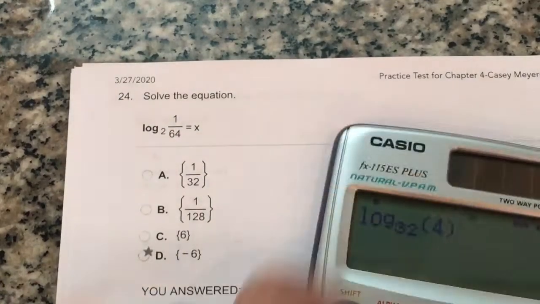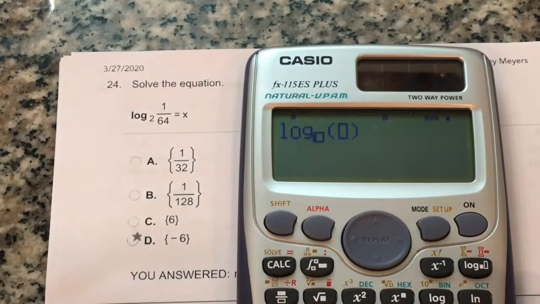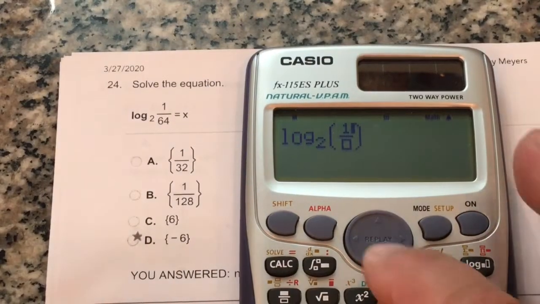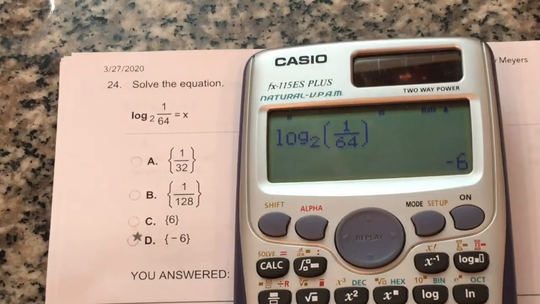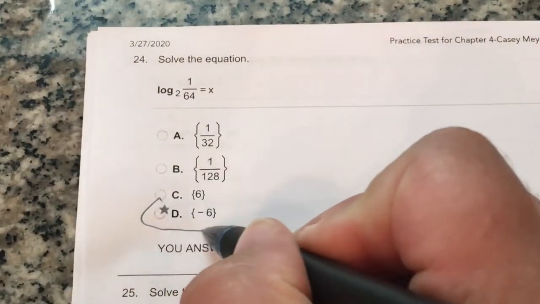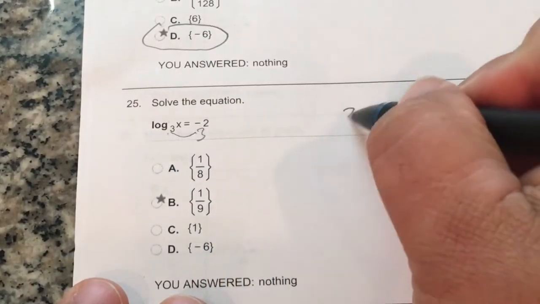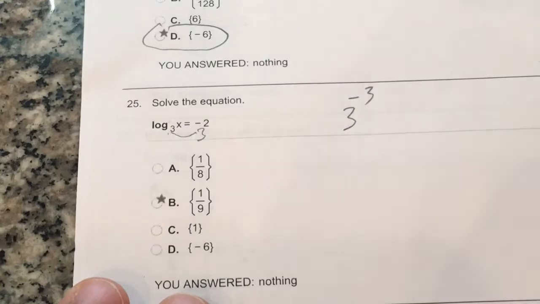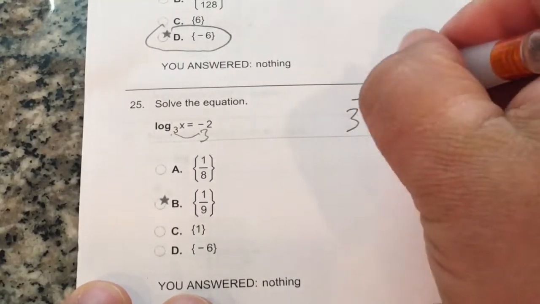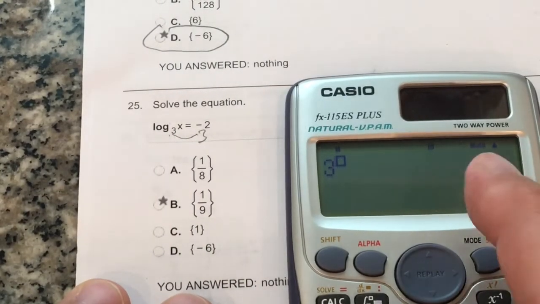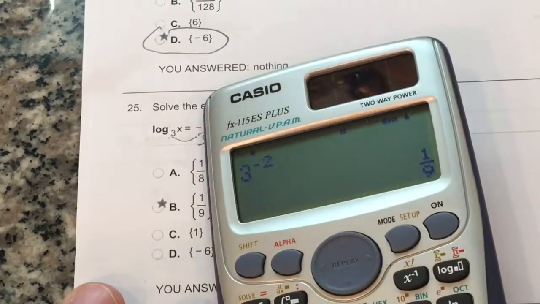Again, another calculator can. So I'm going to hit the log base button, type in 2 for the base, 1 over 64 for the argument, and equals negative 6. The log leg kicks the 3, the 3 flies over and pushes up to negative 2, so I'm going to evaluate 3 to the negative 2. And see what the calculator kicks out. 1/9. Choice B.